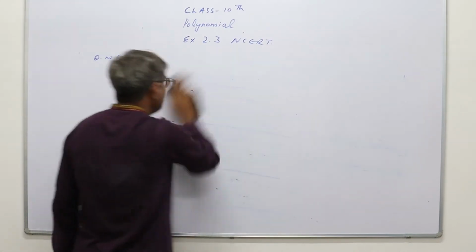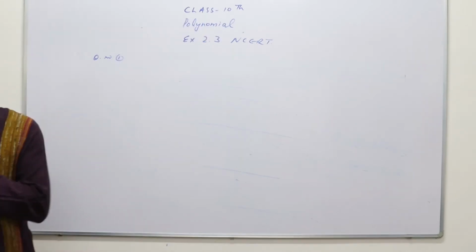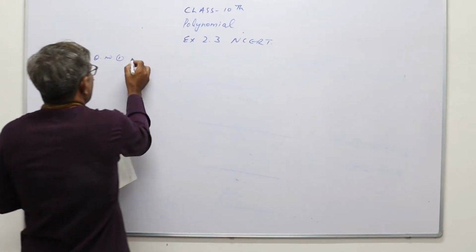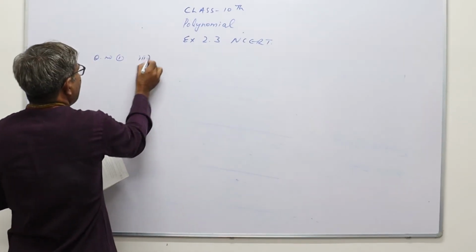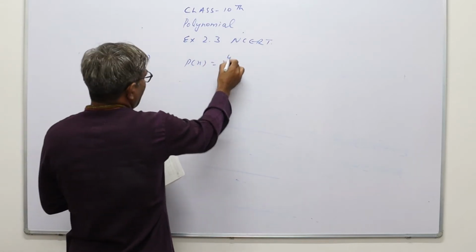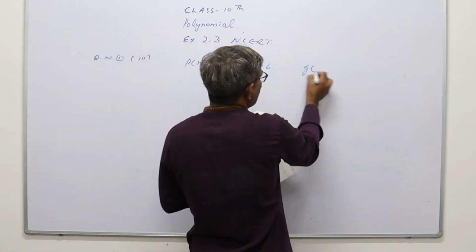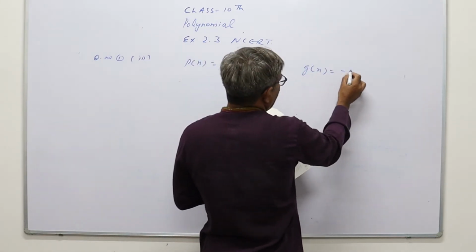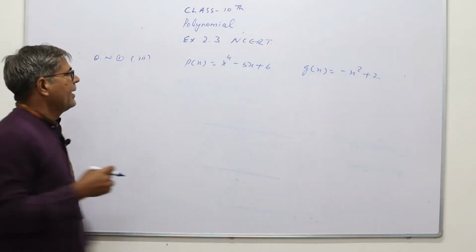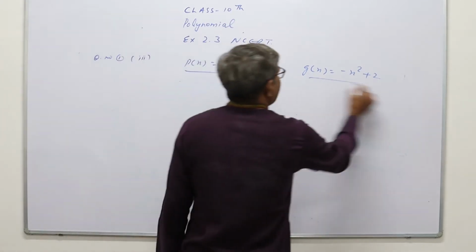The next question, divide the polynomial. First question, third part: p(x) is equal to x raised to the power 4 minus 5x plus 6 and g(x) is equal to minus x square plus 2. So this is the dividend and this is the divisor.